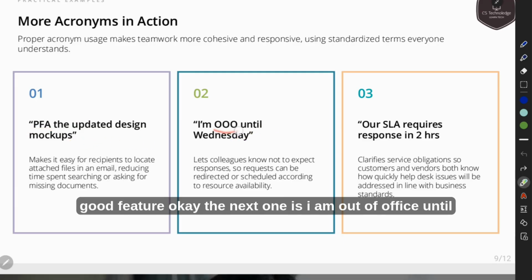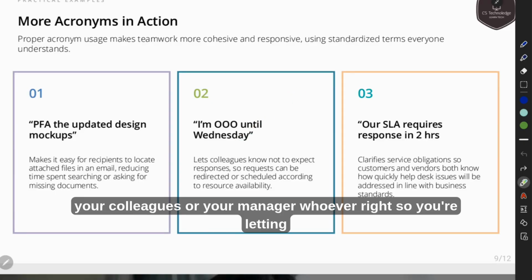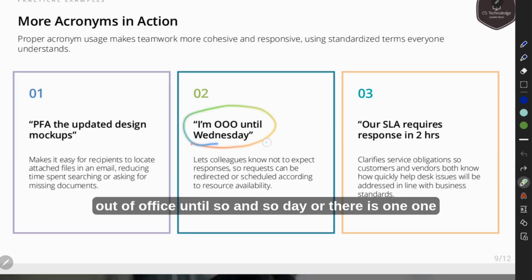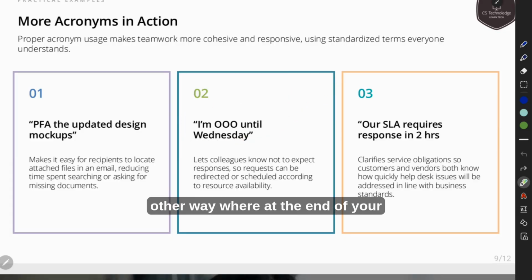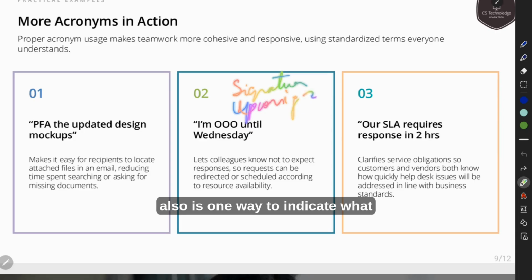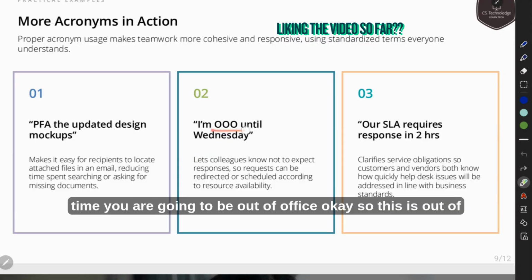Okay, the next one is I am out of office until Wednesday, which means that you are informing your colleagues, or of course your manager, whoever, right? So you're letting them know that I am out of office until so and so day. Or there is one other way, where at the end of your email signature you say upcoming leaves, right? So that also is one way to indicate what time you are going to be out of office. Okay, so this is out of office.